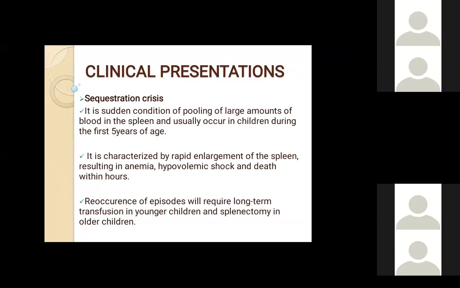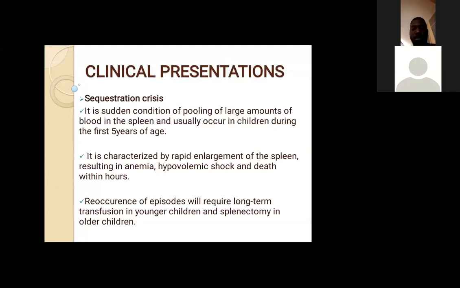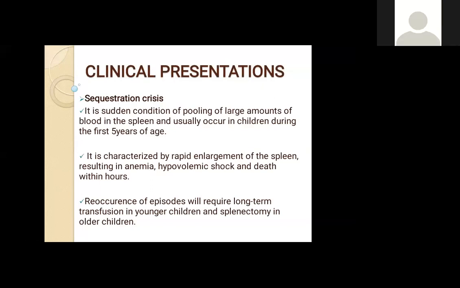This crisis comes about when a large pool of blood is being concentrated in the spleen. So there is a decrease in intravascular volume, and this will lead to shock because more blood is concentrated in the spleen, and there's decreased blood supply, leading to hypovolemic shock.